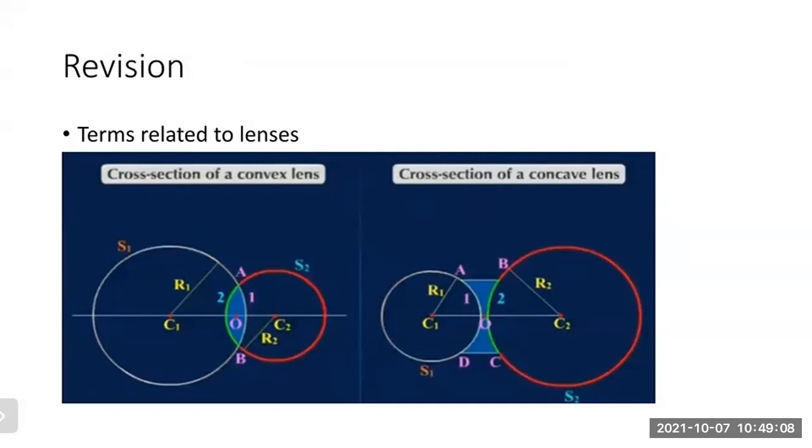Then principal focus. We have seen that when light rays parallel to the principal axis are incident on the convex lens, they converge to a point on the principal axis. This point is called the principal focus of the lens. Got it? For the concave lens, the rays traveling parallel to the principal axis diverge after refraction in such a way that they appear to be coming out of a point on the principal axis. Then what is focal length? That we have also seen: it is the distance between the optical center and the principal focus of the lens. So these all terms we have seen.